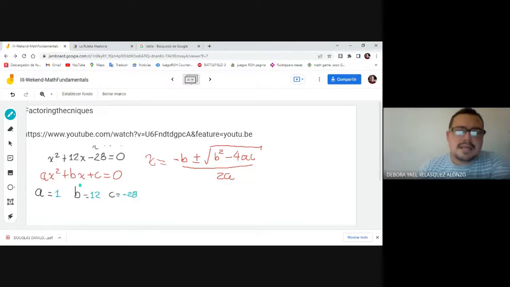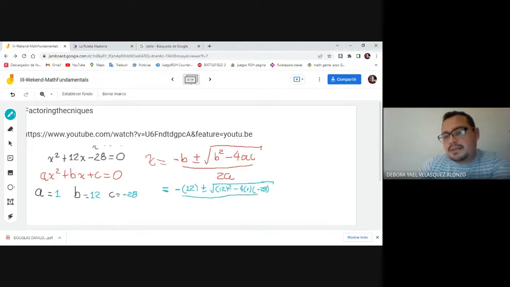So if you already know what a, b, and c are, all that you have to do is replace it here. Again, my recommendation, when you substitute, when you replace in any equation, in any formula, use parentheses. So you may have negative times the 12, plus or minus the square root of 12 squared minus 4 times the value of a, which is 1, and the value of c, which is negative 28. Okay, we'll see what happened then. Divided by 2 times the value of 1.